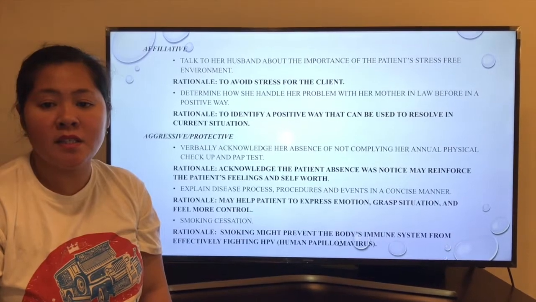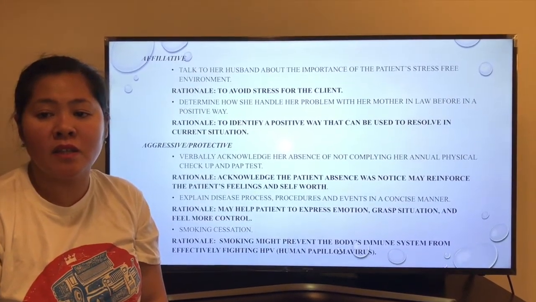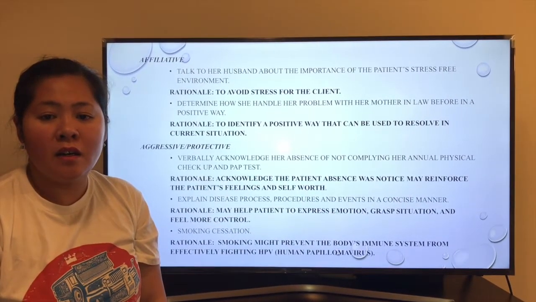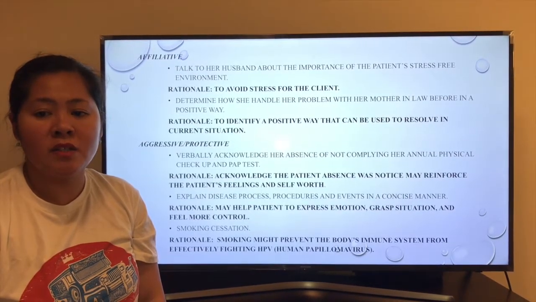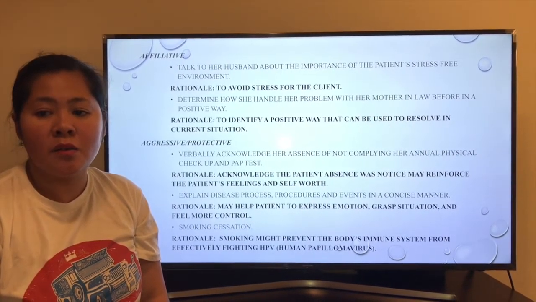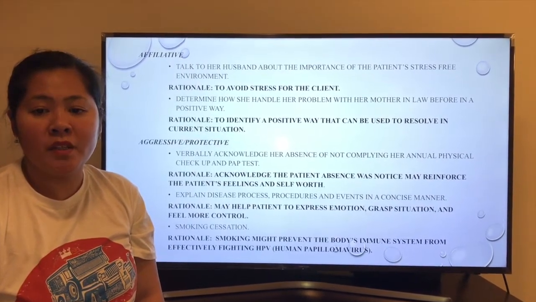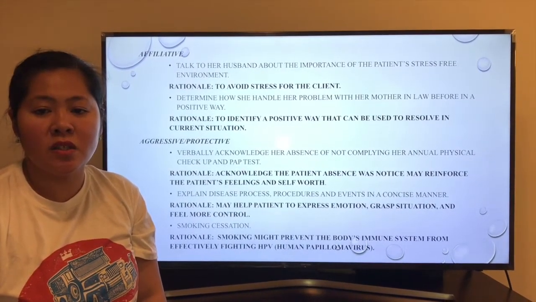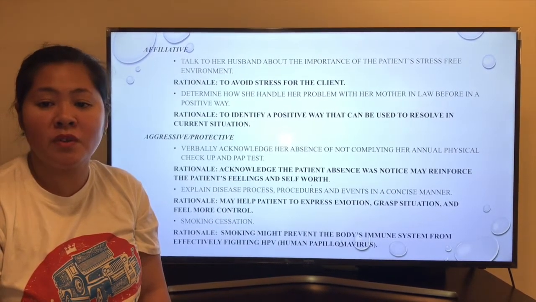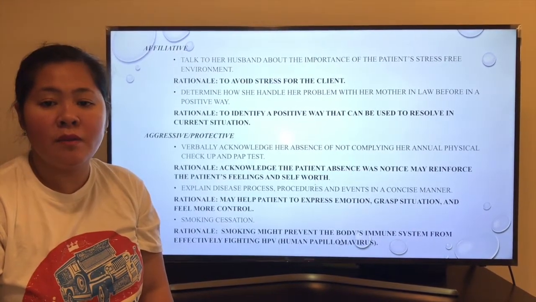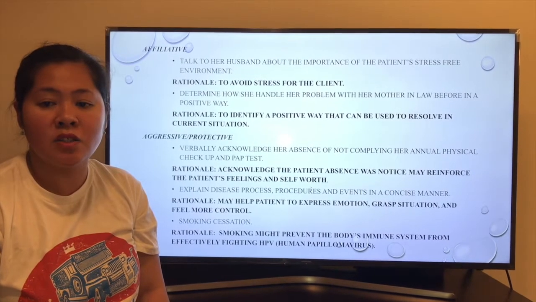Next, explain the disease process, procedures, and events in a concise manner. Rationale: it may help the patient to express emotion, grasp the situation, and feel more control. Next is smoking cessation. Rationale: smoking might prevent the body's immune system from effectively fighting HPV.